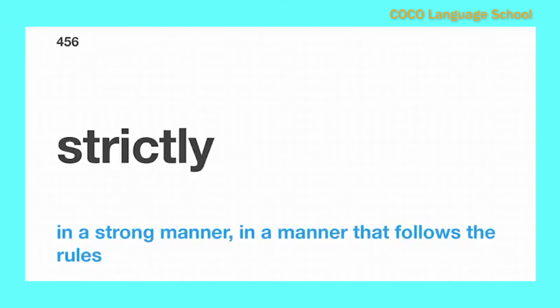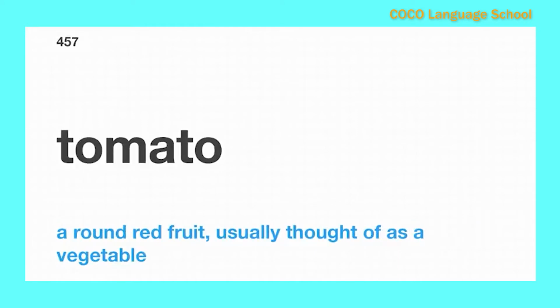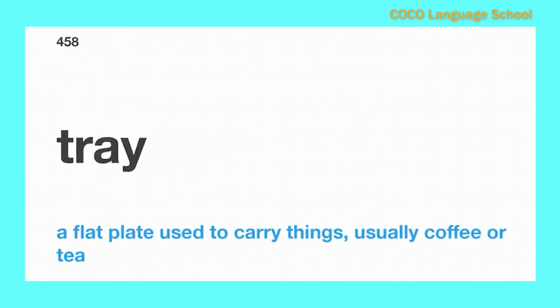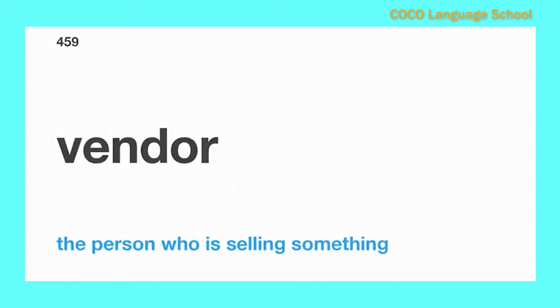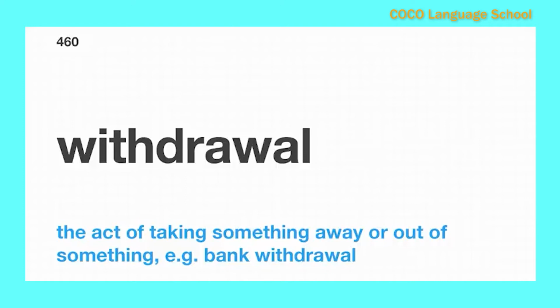In a strong manner, in a manner that follows the rules. Strictly. A round red fruit, usually thought of as a vegetable. Tomato. A flat plate used to carry things, usually coffee or tea. Tray. The person who is selling something. Vendor. The act of taking something away or out of something, for example bank withdrawal. Withdrawal.